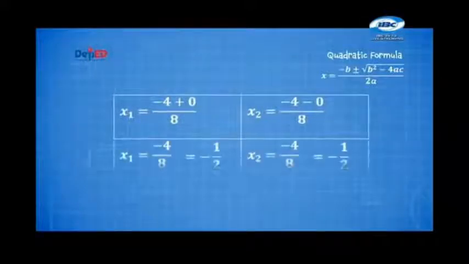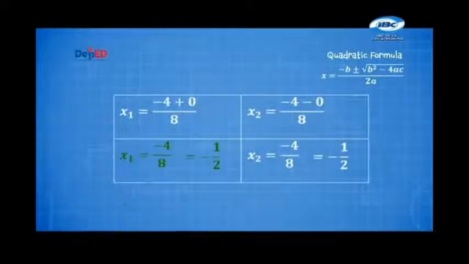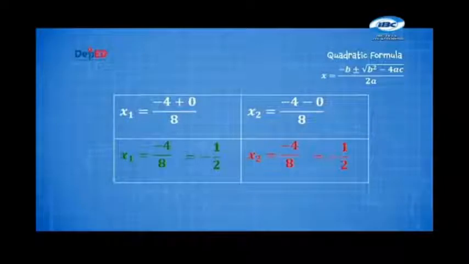Then we solve for x. We express the answer as a fraction in simplest form if the root is rational but not an integer. x sub 1 is equal to negative 4 over 8, which is equal to negative 1/2 when reduced to its lowest term. x sub 2 is also equal to negative 4 over 8 and hence equals negative 1/2 when expressed in its simplest form. So, the two roots of the equation are equal.